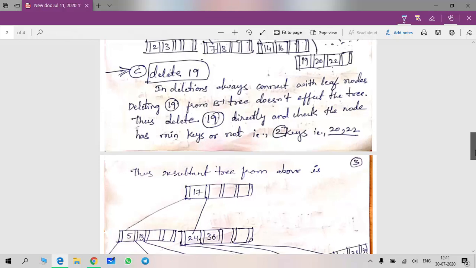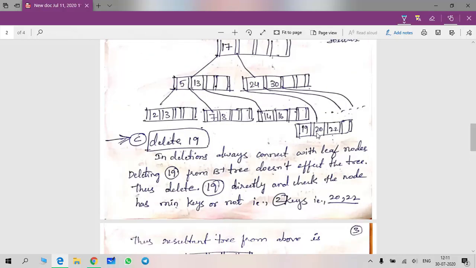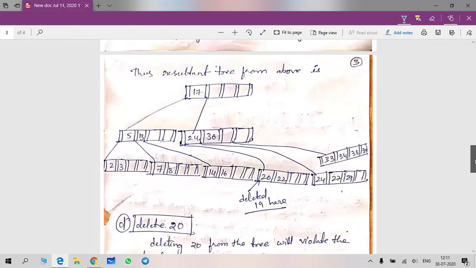So that is 20 and 22. See here, if we delete this 19, the minimum elements will be 2, 20 and 22. So the tree won't be affected much. Thus the resultant tree from the above is, see here, everything is already perfect in the left subtree and right subtree. This is where we have deleted 19.